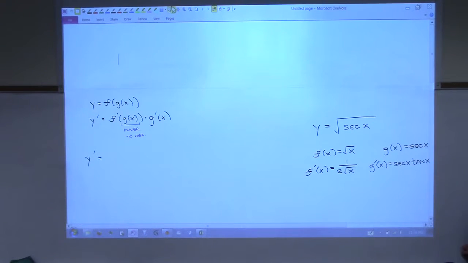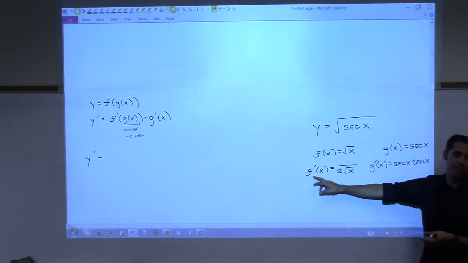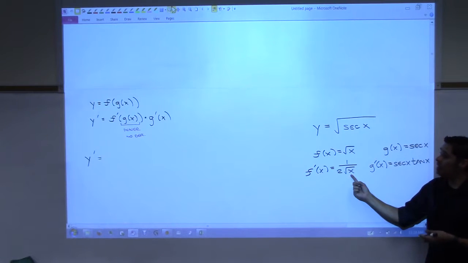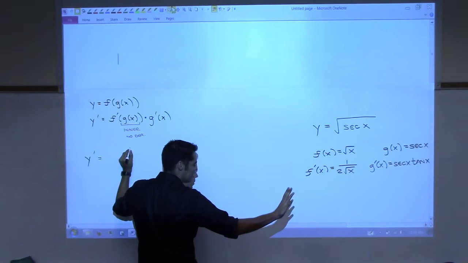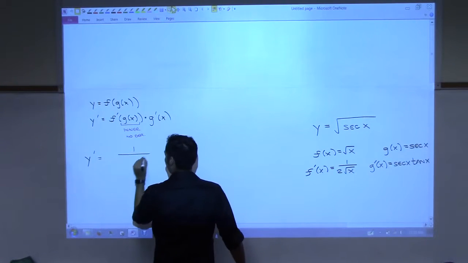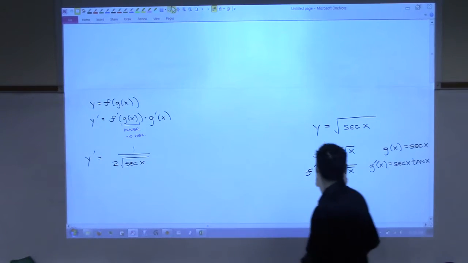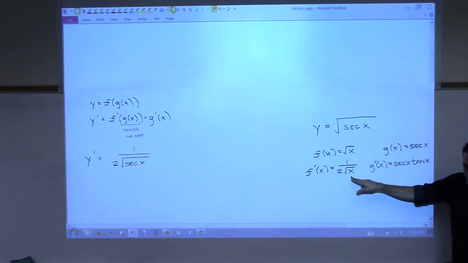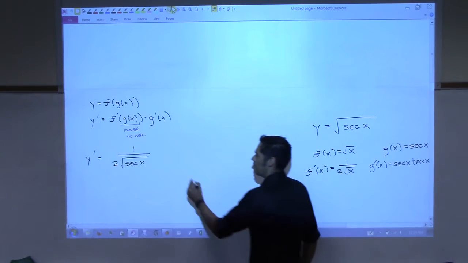Yeah. All right, so the derivative of this should be the f prime, but with g plugged in. So replace x with secant x. Putting g into the derivative of f. Then just times secant x tangent x.